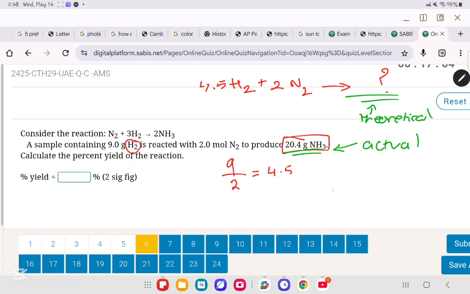Okay, but here's the thing. Percentage yield, this is what? It is the actual over the theoretical times 100. That's how you get what? The percentage yield, PY. Okay? So let us find the theoretical mass together.